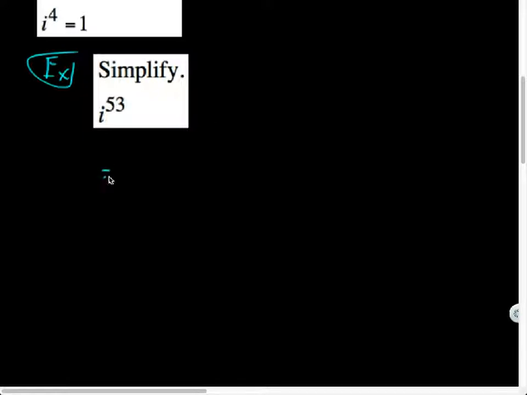using that fact, you might realize i to the fourth goes into 53 13 times evenly, anyway, with a remainder of 1. Right, 4 times 13 is 52, plus 1 is 53. So I ask the question, how many times can i to the fourth go into it? That's how many times it goes in, and then this is my remainder, so to speak.